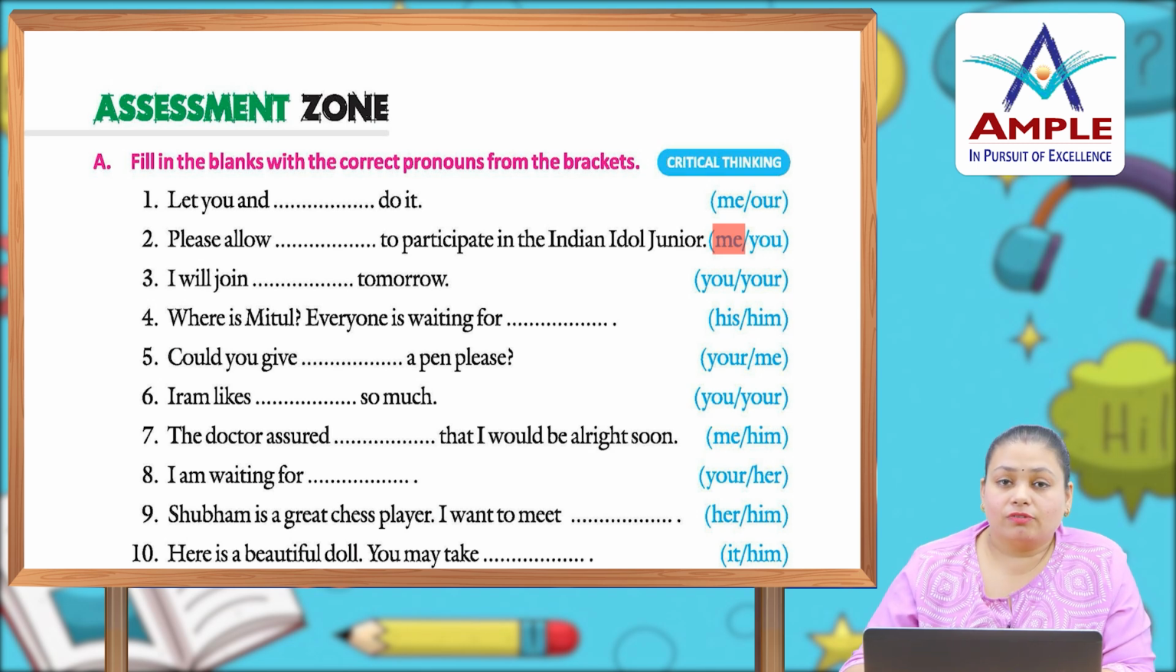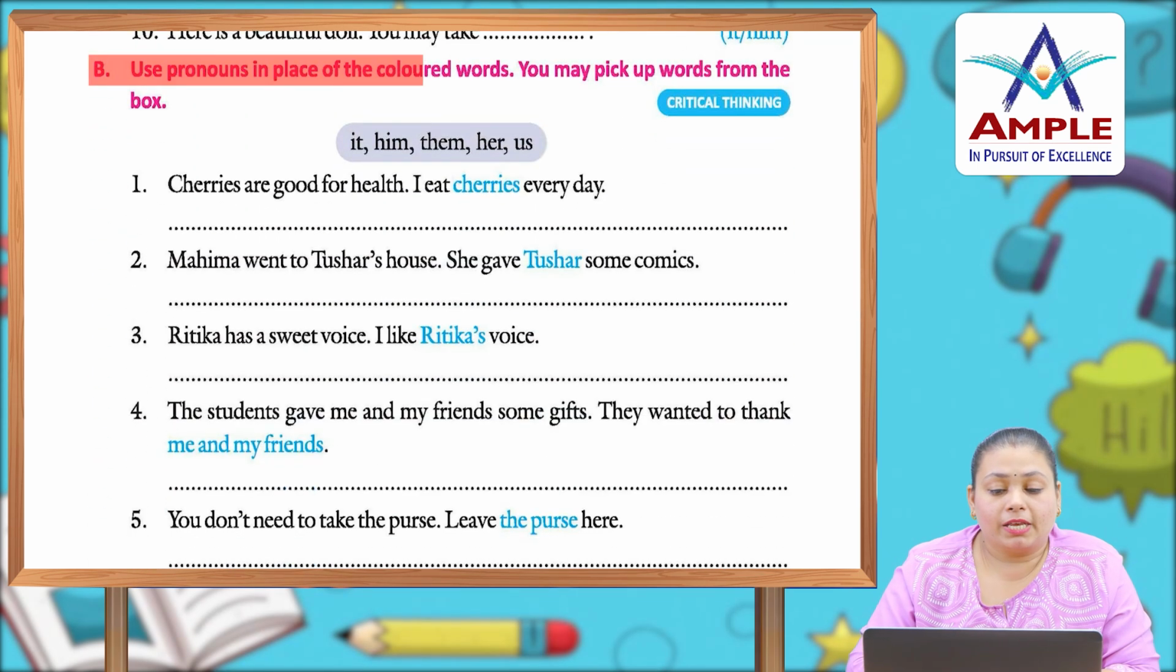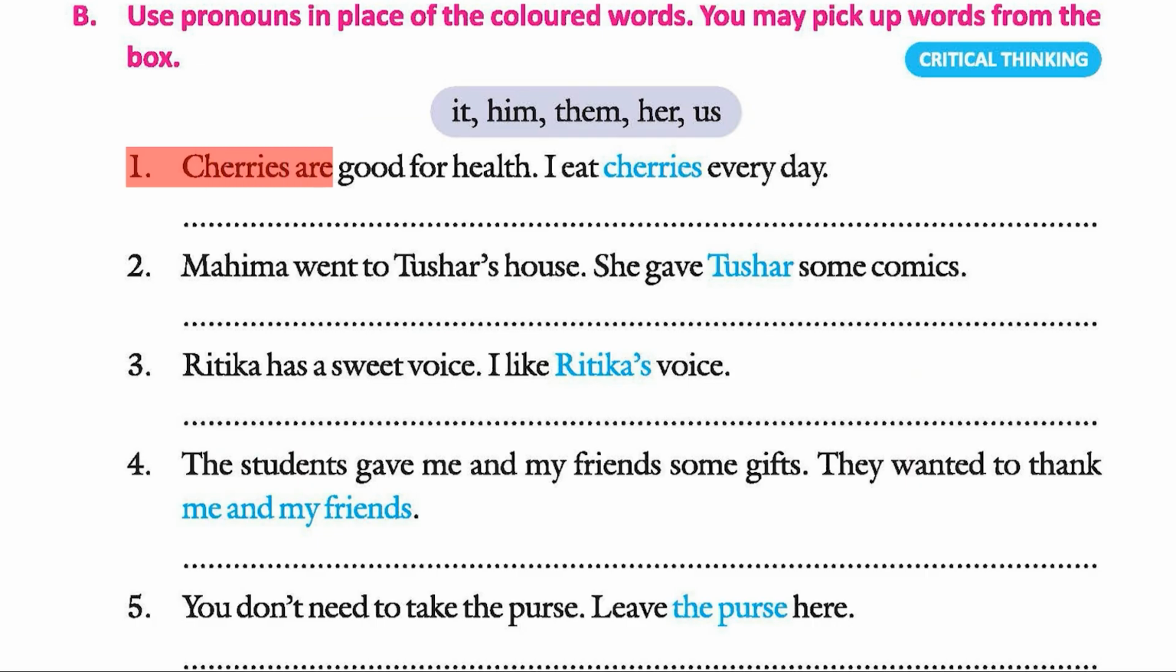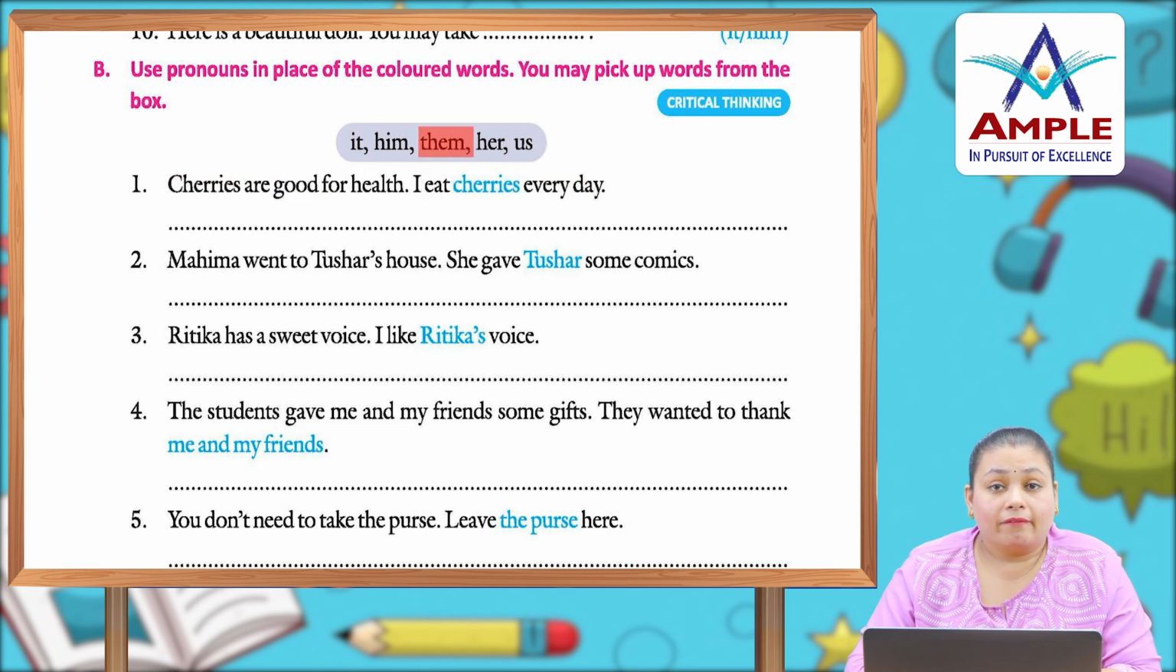Okay. Now read the rest of the sentences and find out which is the correct pronoun to fill in the blank. Okay. Now moving to the next, use pronouns in place of the colored words. You may pick up words from the box: it, him, them, her, us. Number 1. Cherries are good for health. I eat cherries every day. So when you replace it with a pronoun, you use them because they are in plural form. So whenever there is a plural of he, she, it, we use they, them, or theirs. So cherries are good for health and I eat them every day.